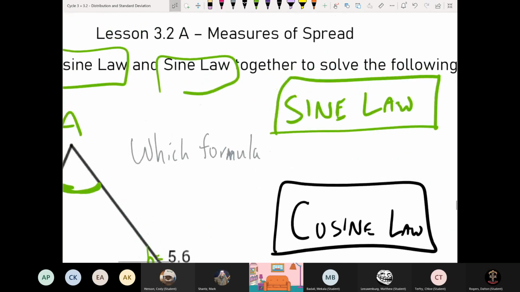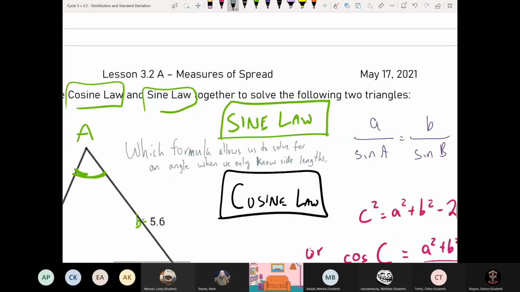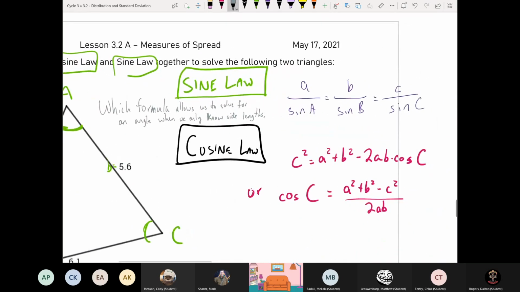So which formula allows us to solve for an angle when we only know side lengths? So I know this one's tricky. The trick here is we only know side lengths. So the only things we know are this, this, this, and these. Like we can fill in those.